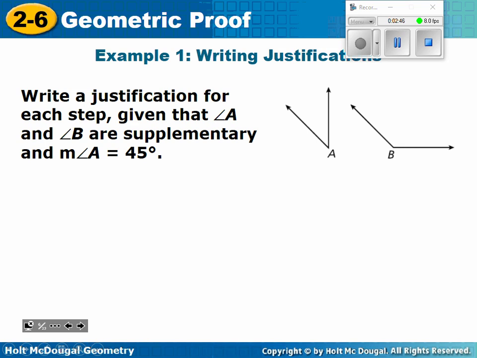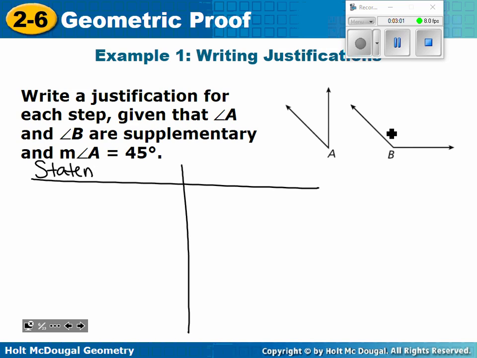So what you'll notice is mine looks different up here than yours. Yours has steps listed, right? Okay, so remember that when you're doing these proofs, you're going to have 2 columns. What's the left side titled? Statements. No abbreviations. Make sure you label it. Second side, reasons. Okay, so it says write a justification for each step, given that angle A and B are supplementary and the measure of angle A is equal to 45 degrees. So they are telling you all of that is given.